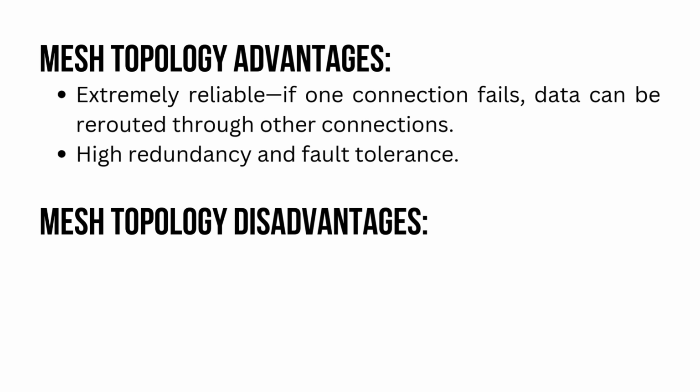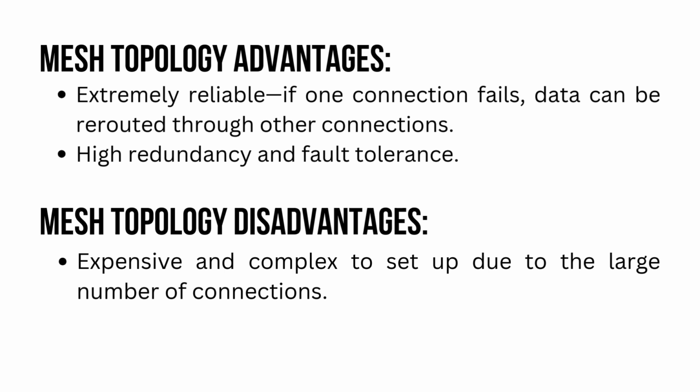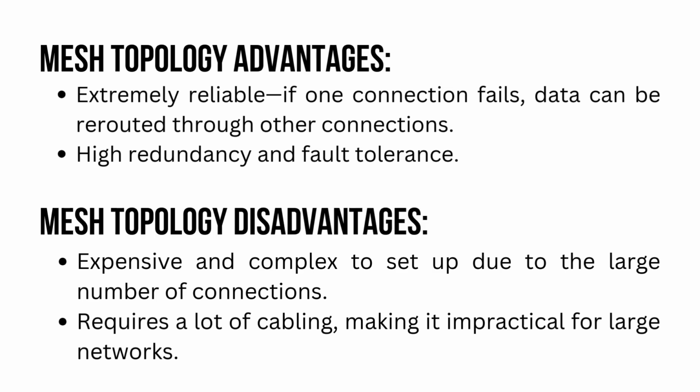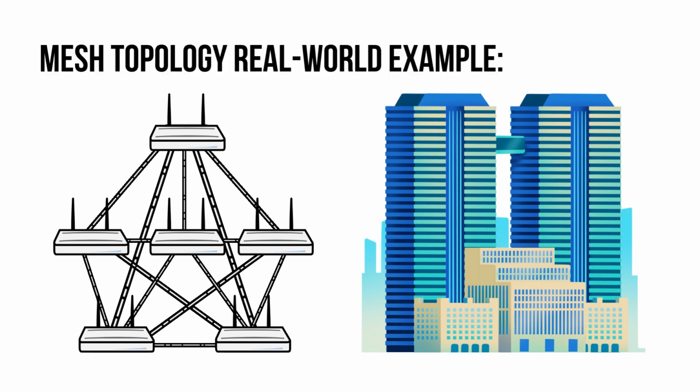Disadvantages of mesh topologies are that it is expensive and complex to set up due to the large number of connections, and it requires a lot of cabling, making it impractical for large networks. A real-world example of mesh topology is that it is often used in critical network infrastructure like data centers, military communication, and in some advanced home Wi-Fi systems like mesh Wi-Fi networks for robust connectivity.